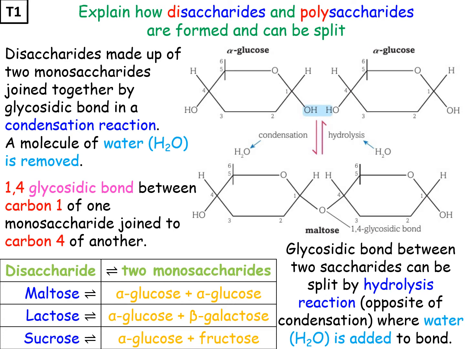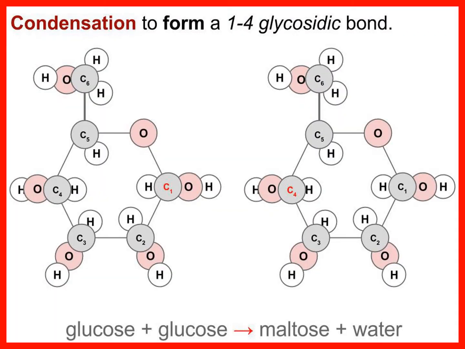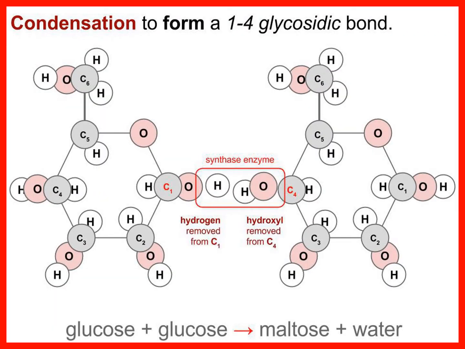The disaccharide sucrose can be hydrolyzed to form the 2 monosaccharides alpha glucose and fructose. And again, you've got the reversible reaction where you can join these 2 monosaccharides together in a condensation reaction to form the disaccharide sucrose. And this is the example we saw earlier.